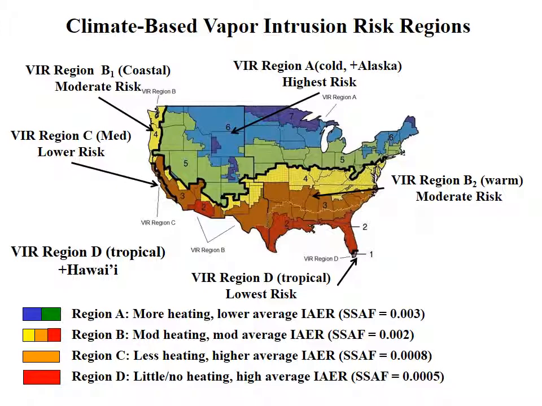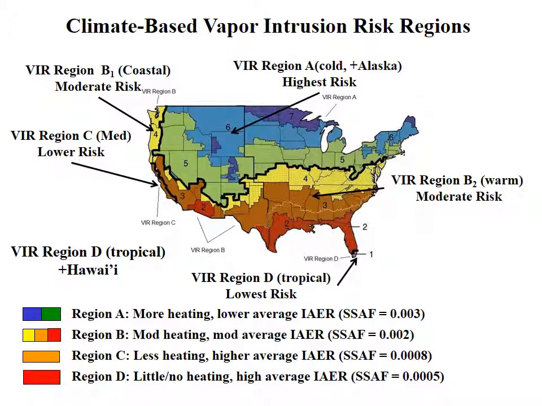Region A, which is the highest risk for vapor intrusion, represents the cold northern states of the U.S. Region B, with a warmer climate, represents moderate risk for vapor intrusion. This includes the southeastern U.S., the southwestern U.S., and the northwestern coastal area. Region C represents the Mediterranean climate of coastal California. It has a lower risk, even lower than Region B. Region D represents the tropical areas of Hawaii and Southern California.